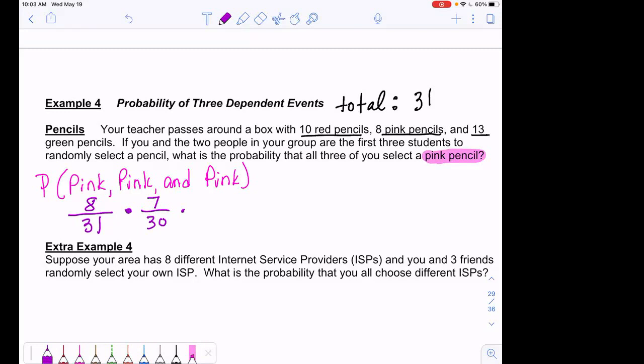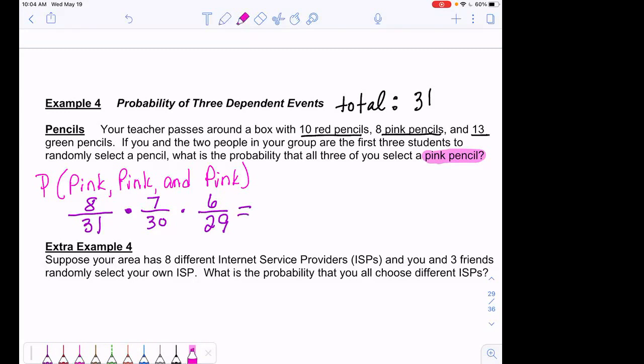You got your pink pencil. How many pink pencils are left from my jar if you got a pink pencil and TJ got a pink pencil? And how many total pencils are left? 29. That's how dependent events work. So you're taking out a pink pencil, and because it's the same color, I now have 1 less pink pencil and also 1 less pencil in my jar. And then when it comes to Jason, he's going to have 6 to choose from out of the 29.